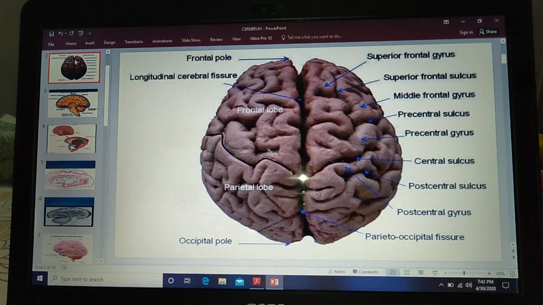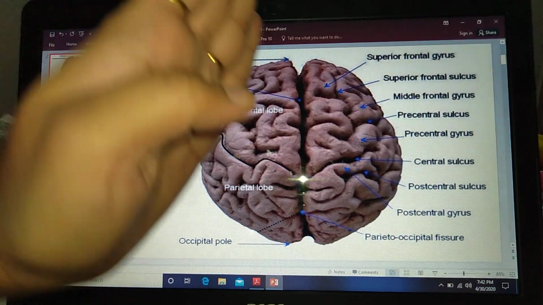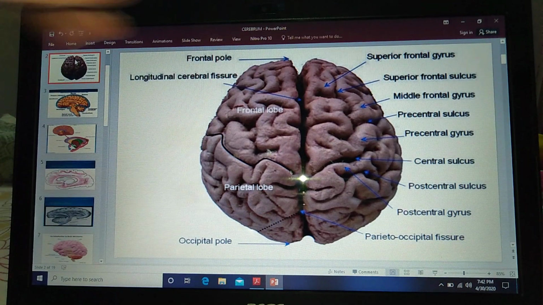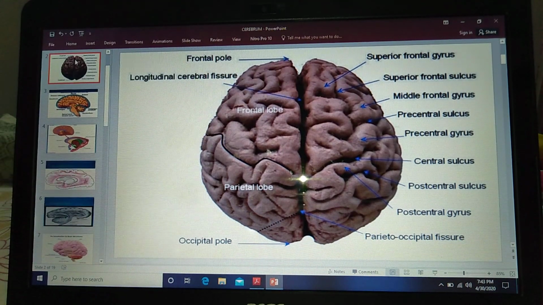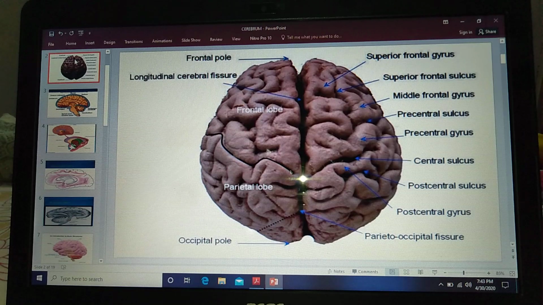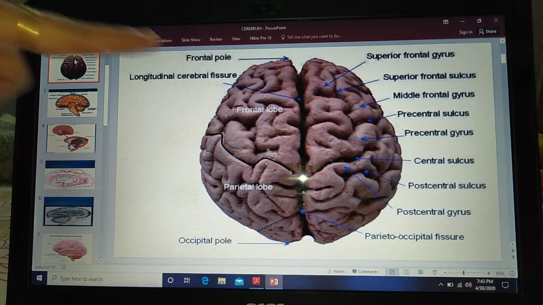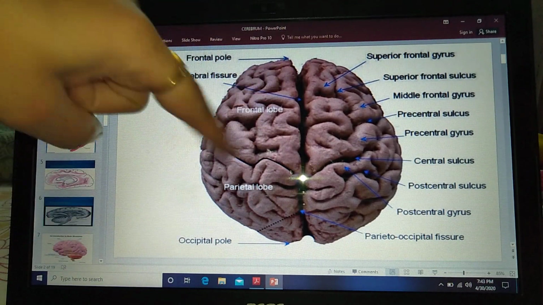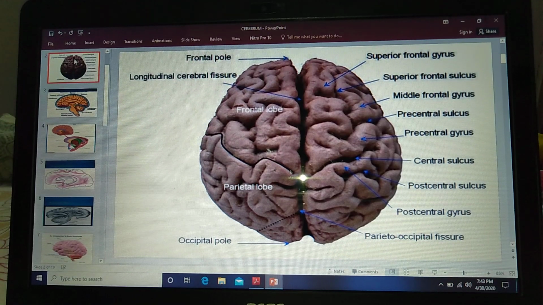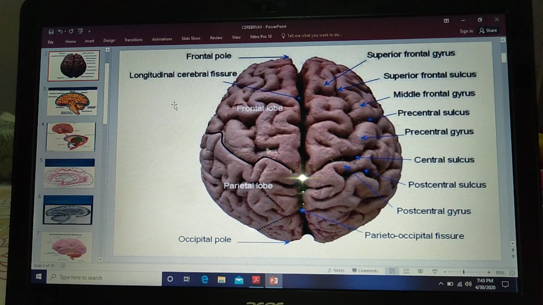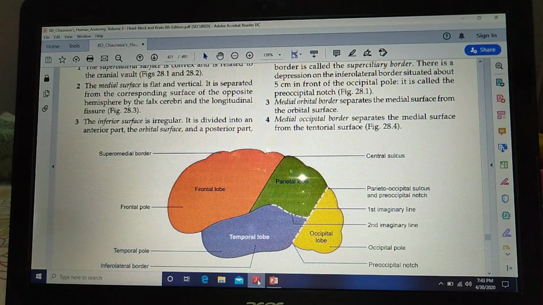Okay. Then the medial surface, right? In between this, on both the sides, that surface is present, that is the medial surface. It is flat and vertical and is separated from the corresponding surface of the opposite hemisphere by the falx cerebri and the longitudinal fissure. Okay, so that will be the medial surface. And the other is the inferior surface. Now the inferior surface is divided into two parts. Let's see.